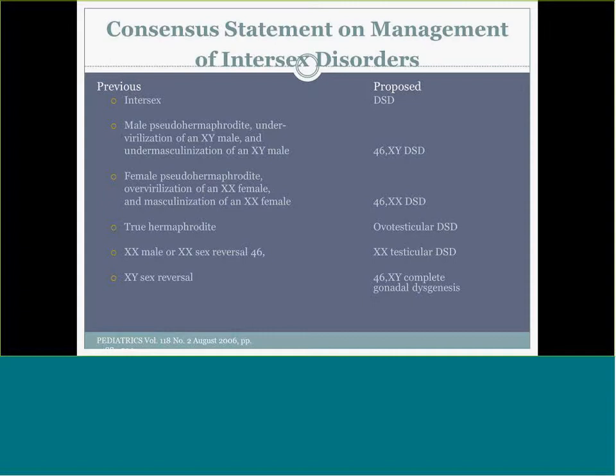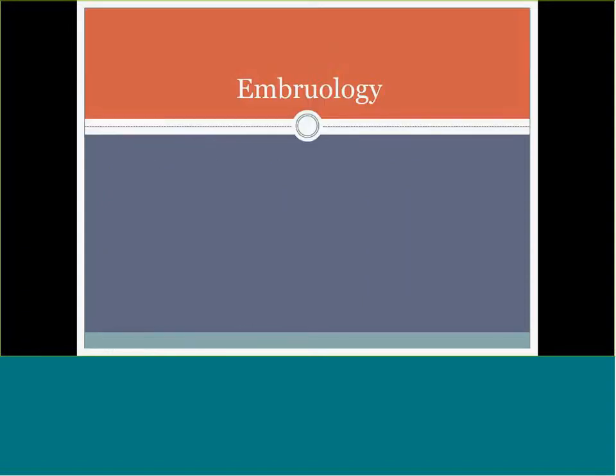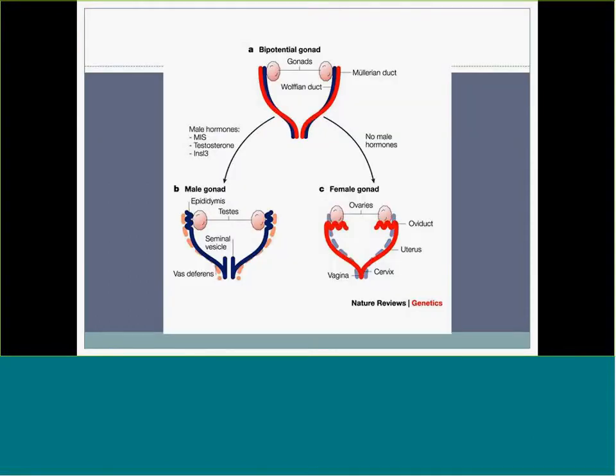We used to say male pseudohermaphrodite, which was undervirilization of an XY male, now XY DSD, and female pseudohermaphrodite, or overvirilization of a female, now XX DSD. You can see that it's just a lot cleaner. And what we used to call true hermaphrodite is now called ovotesticular DSD, and so forth.